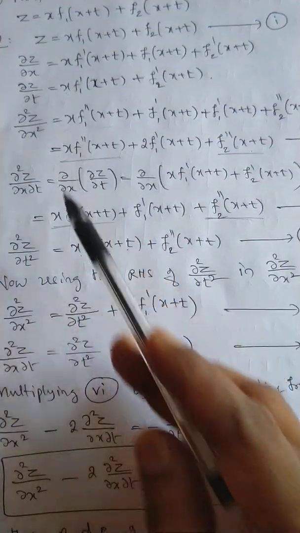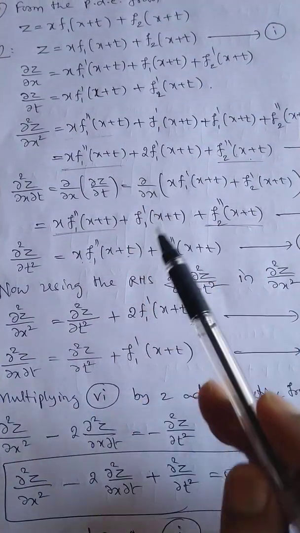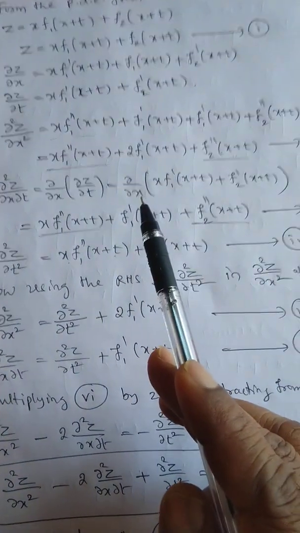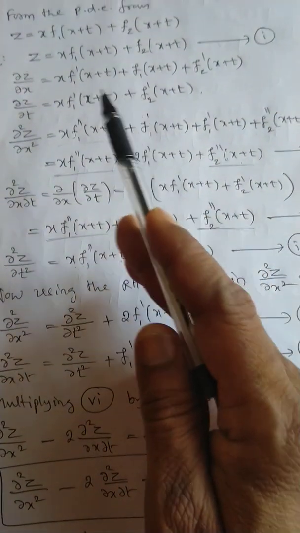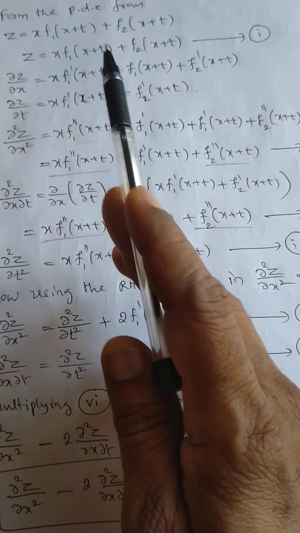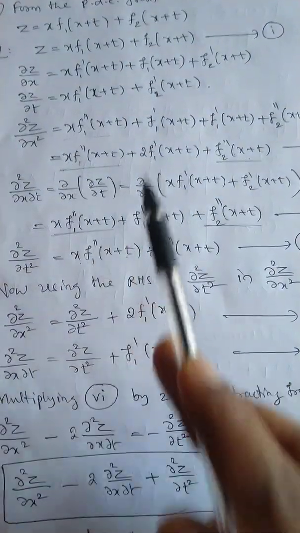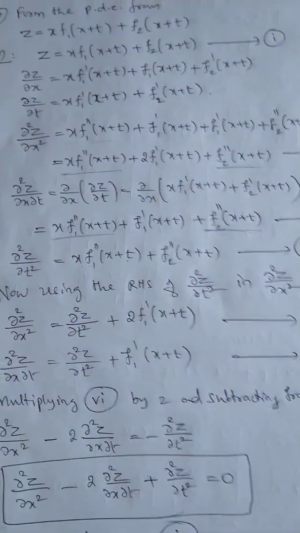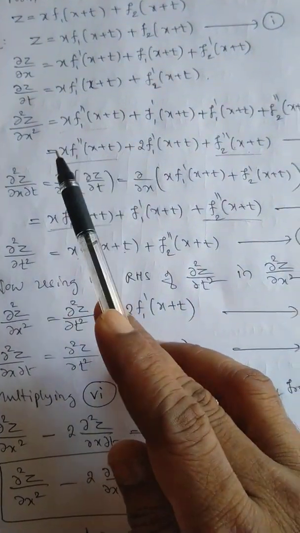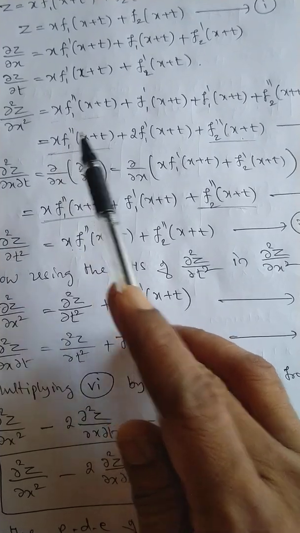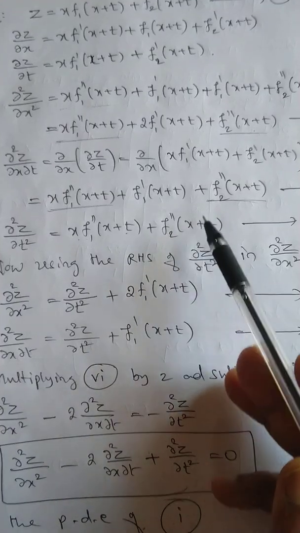Now we have calculated all the partial derivatives: p, q, r, s, t. Our job is to eliminate the arbitrary functions f1 and f2. So we consider only the second partial derivatives, not the first order ones, because the partial differential equation we obtain will be of second order. The elimination of arbitrary functions is just an application of mind. In ∂²z/∂x² we have x f1 double dash plus f2 double dash.